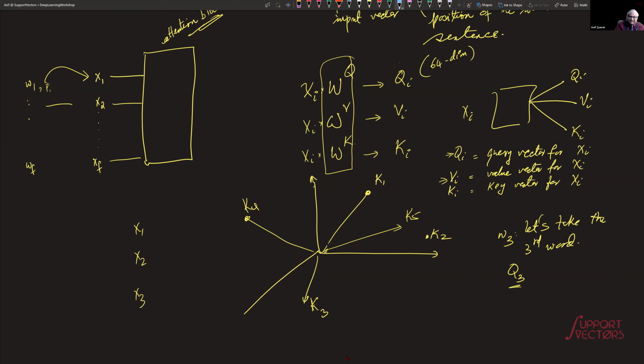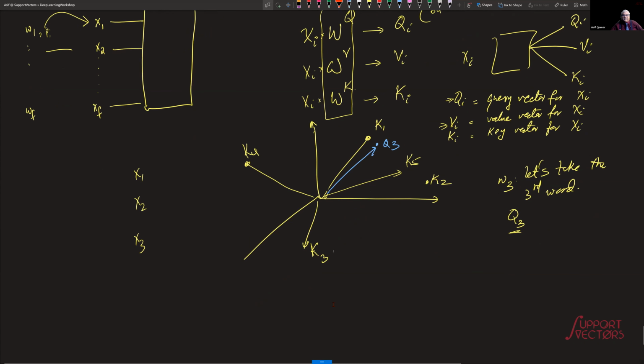where should I put it? It doesn't matter really. Let's say that this one falls here, Q3, right? Then what you do is you ask this question, what is the dot product of Q3 dot each of these guys, K1, K2, K3, K4, K5, right? So you will end up with the dot product of Q3 with each of these.